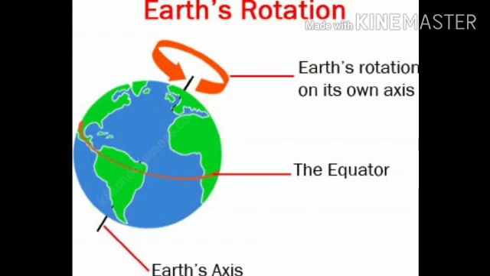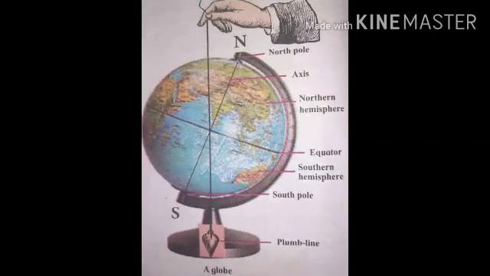So the imaginary line you can see between the North Pole and the South Pole, dividing the Earth into two equal parts, is known as the equator. And what are the two equal parts? They are the Northern Hemisphere and the Southern Hemisphere. So this is what we have studied in the Earth's rotation. This full diagram shows us the Earth's rotation. Go through this diagram of a globe on page number 6.